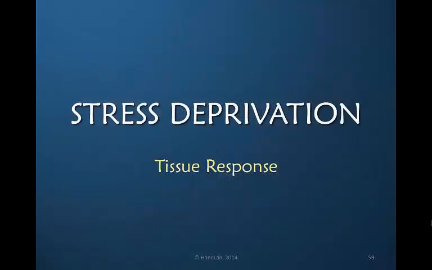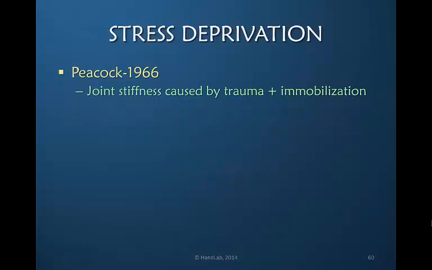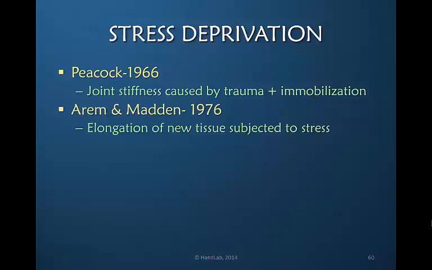Let's turn our attention now to discussing stress deprivation and how that creates a response in tissue. Peacock told us in 1966 that joint stiffness results from a combination of trauma and immobilization. In other words, trauma and stress deprivation. Ehrman and Madden in 76 showed that new tissue subjected to stress will elongate. In other words, we can determine the response of tissue by the stress we apply.